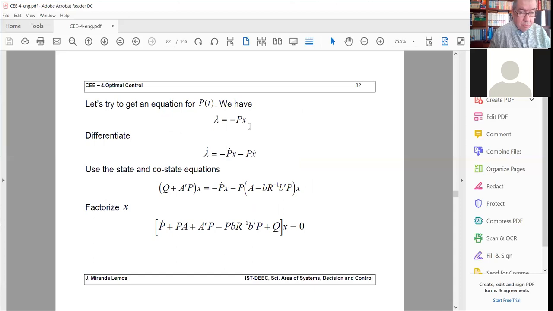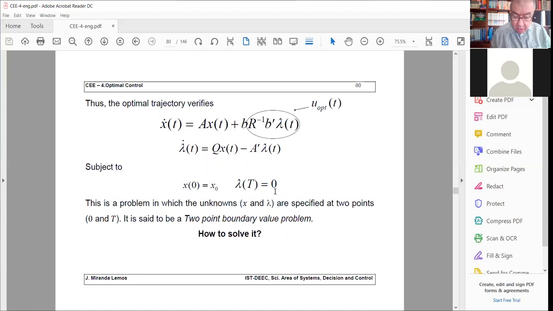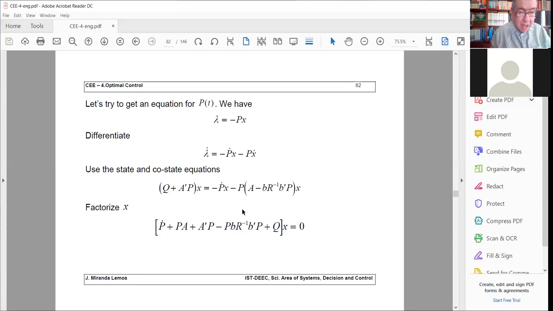Okay? And if you apply this condition together with the fact that the terminal value of lambda is zero, you know that for t equal to capital T, minus P of capital T times x of capital T is zero. For this to happen for any x of capital T, P of capital T must be zero. So it's a kind of using the same argument as we used here to use the equation.